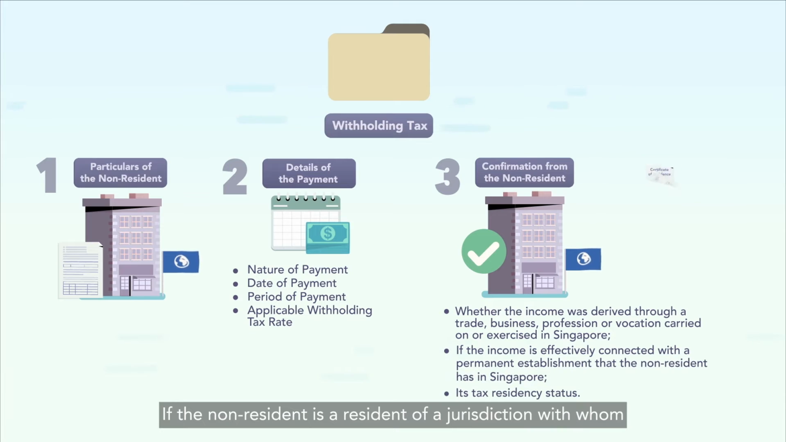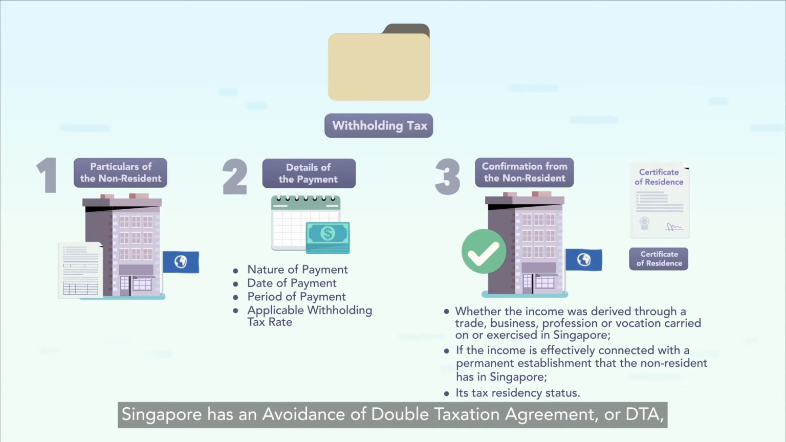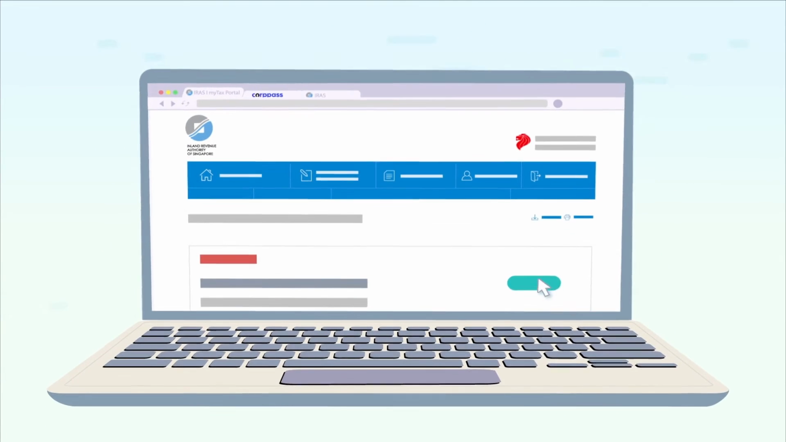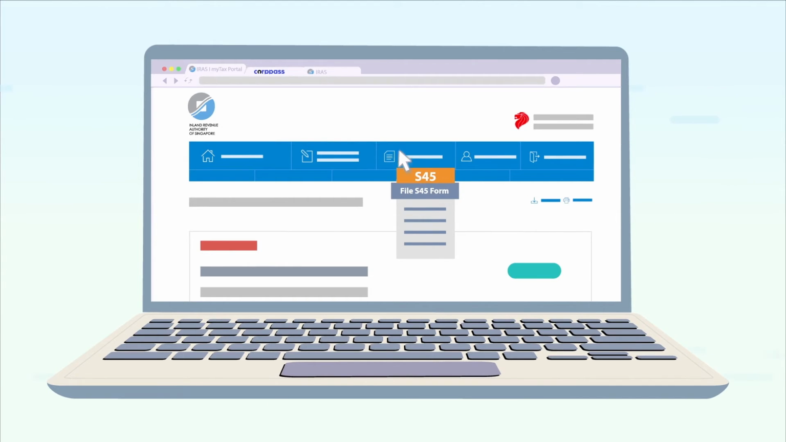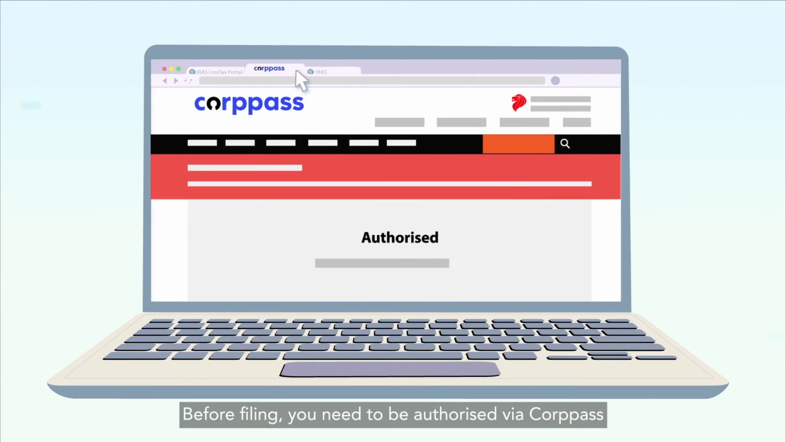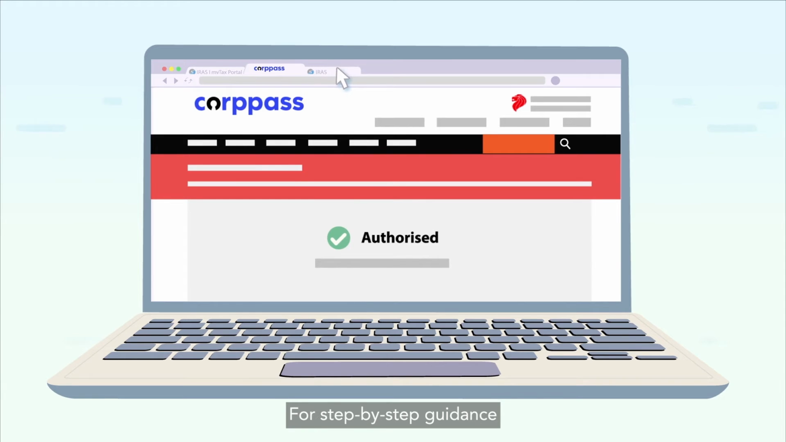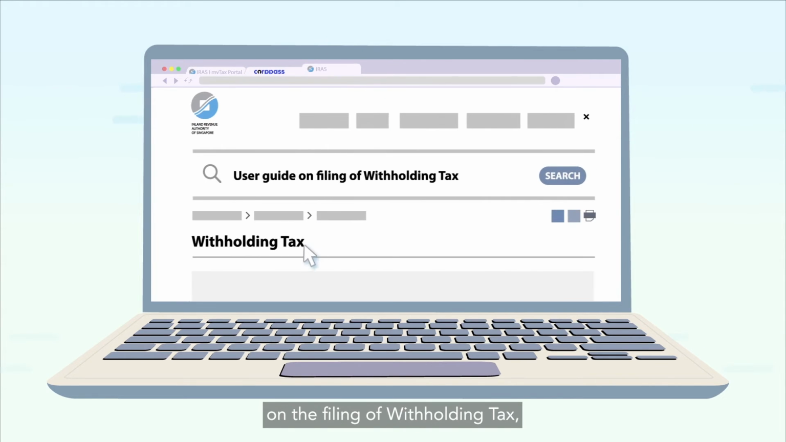If the non-resident is a resident of a jurisdiction with whom Singapore has an avoidance of double taxation agreement, or DTA, you will need to submit the certificate of residence of the non-resident. You are required to file the withholding tax through the File S45 form digital service in My Tax Portal. Before filing, you need to be authorized via Corp Pass for the S45 withholding tax filing digital service in My Tax Portal. For step-by-step guidance on the filing of withholding tax, please refer to the user guide available on the IRAS website.